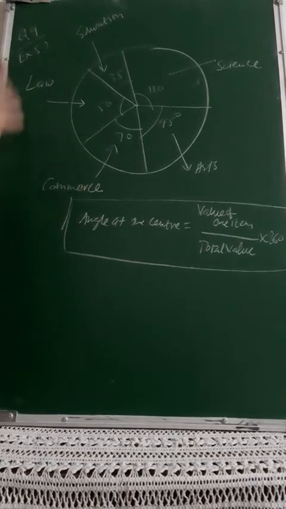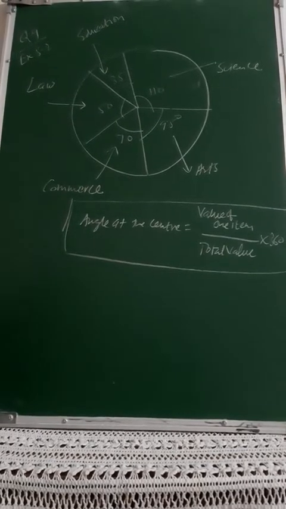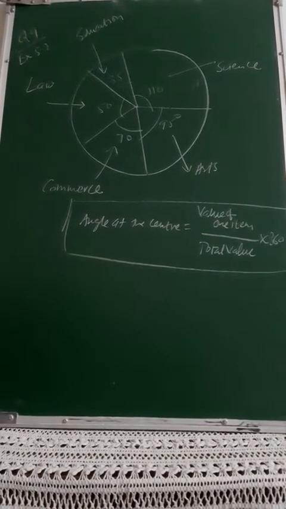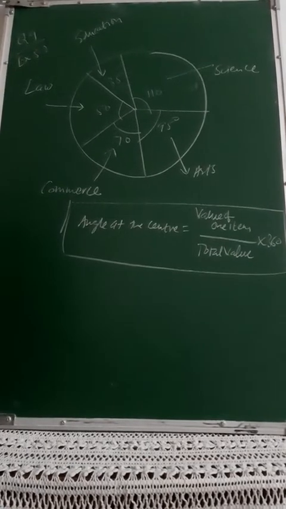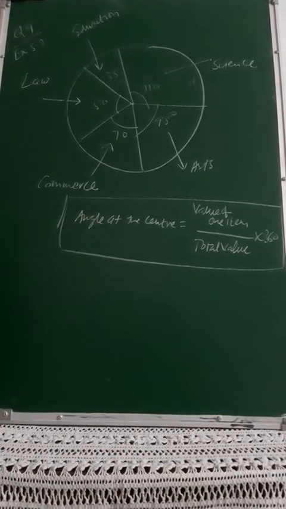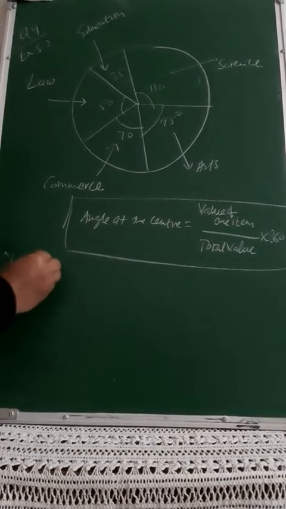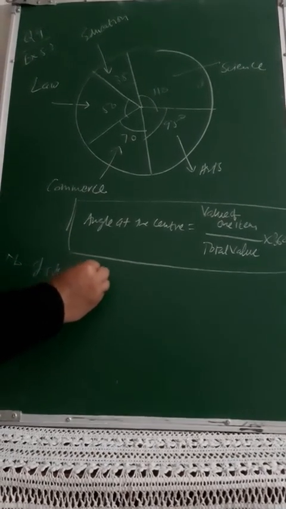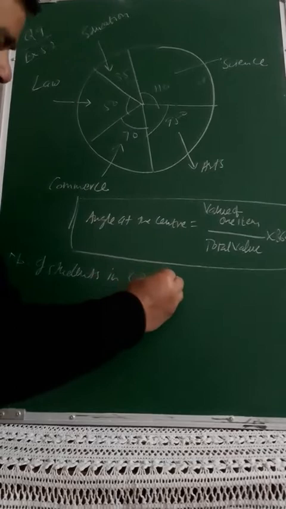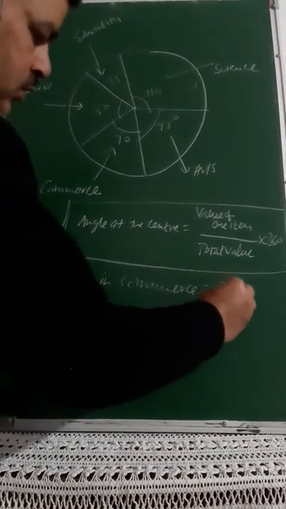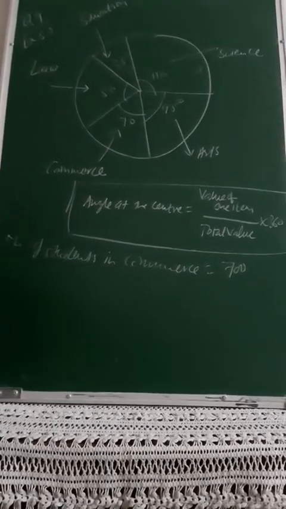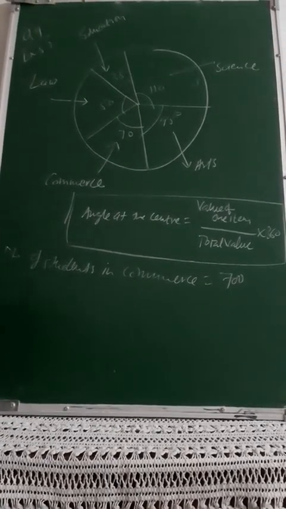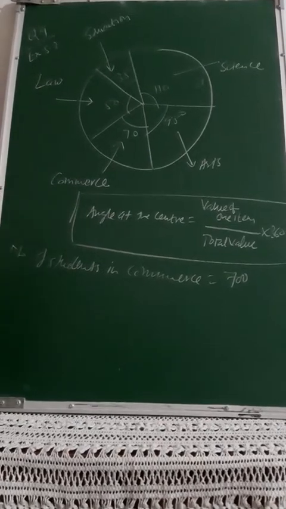Now this is the figure given to you in question number 9. I will read out the question. The following pie chart shows the number of students admitted in the different faculties of a college. If 700 students are admitted in commerce, so the number of students in commerce is given to you, that is equal to 700. Answer the following. Your first part: what is the total number of students?